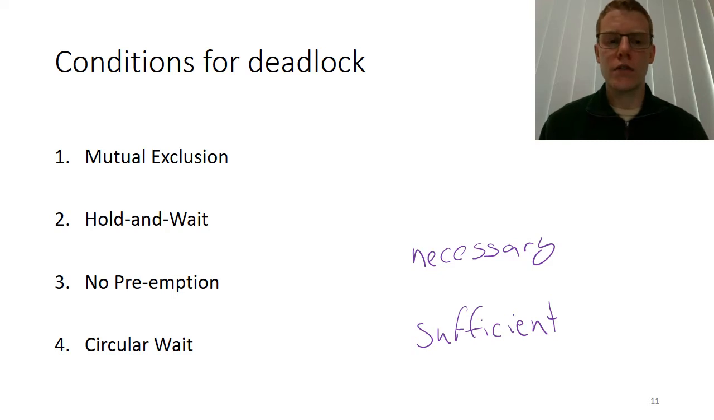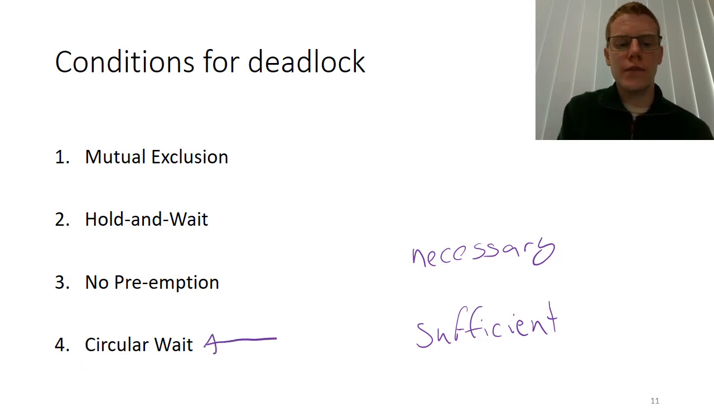The third condition is the lack of preemption. In this case, we mean preemption in terms of preempting the hold on resources, not preemption in terms of execution. So what this means is that it is not possible for us to forcibly take a resource back from a process which is holding it. And the final condition is the one that we've seen a few examples of in this video so far, and that is the presence of a circular wait.